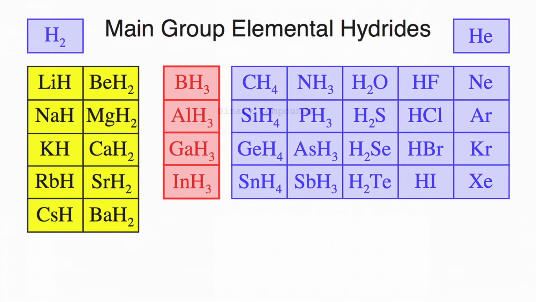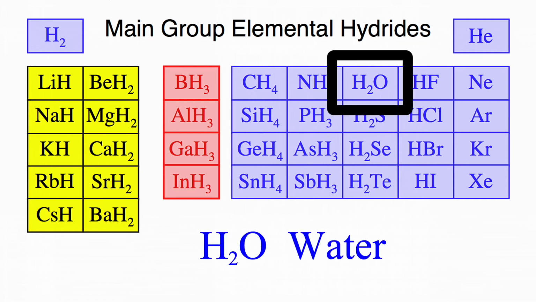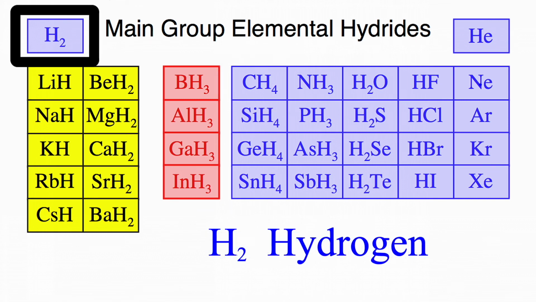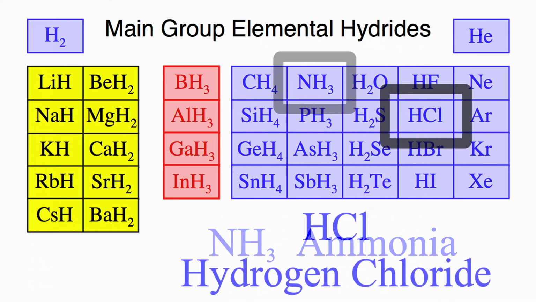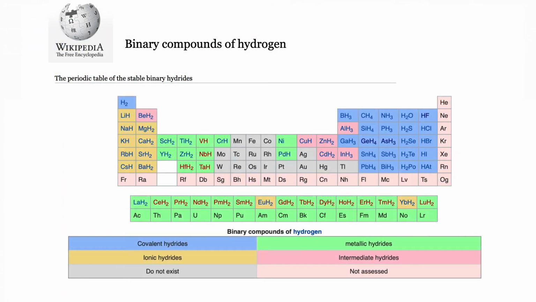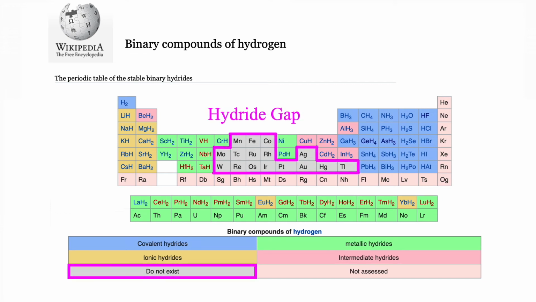Binary compounds. Many of the elemental hydrides are common and well-known compounds with expected from valency structures. Water, methane, hydrogen H2, ammonia, hydrogen chloride, sodium hydride, etc. But if we look at the periodic table of binary compounds, we find that there's actually a hydride gap, and many of the transition metals actually do not form binary hydrides at all.